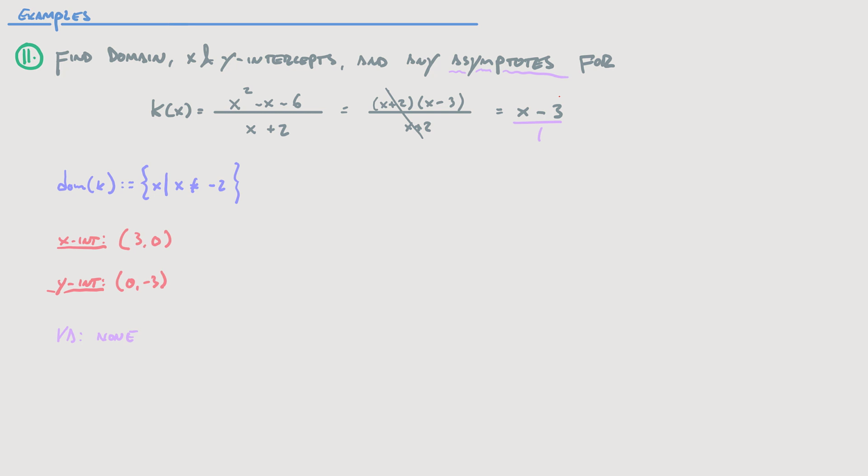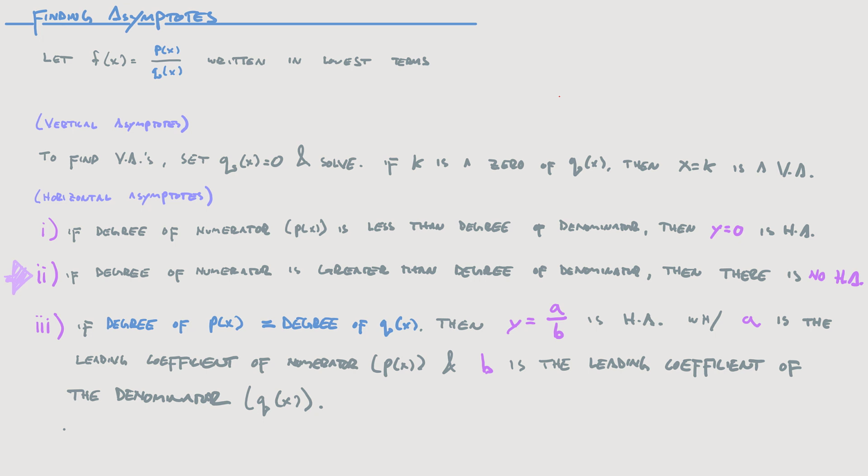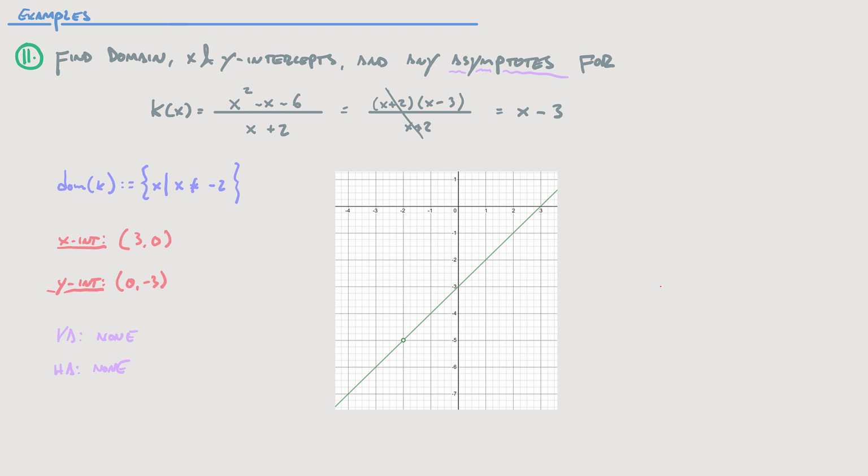And also, the degree of the top is 1 and the degree of the bottom is 0, so according to this thing, it's also none, right? There's no horizontal asymptote when the degree of the numerator is greater than the degree of the denominator. This is what the graph looks like, and you'll notice it's the line x minus 3, but the only thing that's different about our graph is that it came from here, right? And this has a restricted domain. That's why there's this open hole here at (-2, -5).